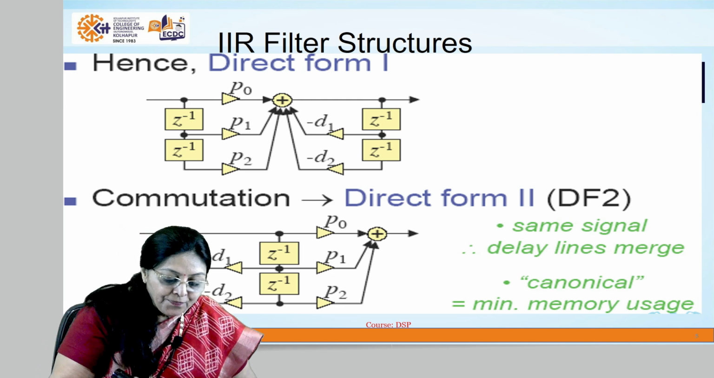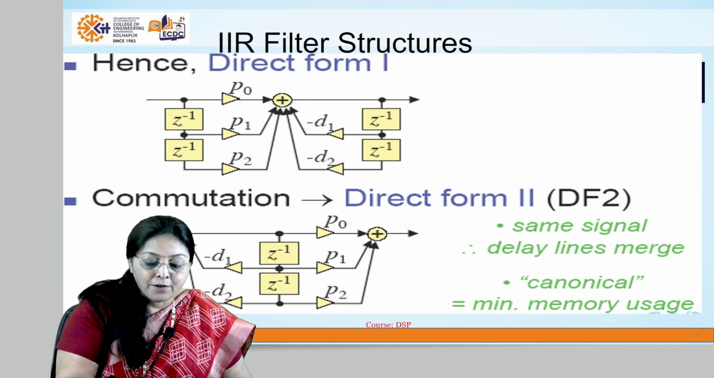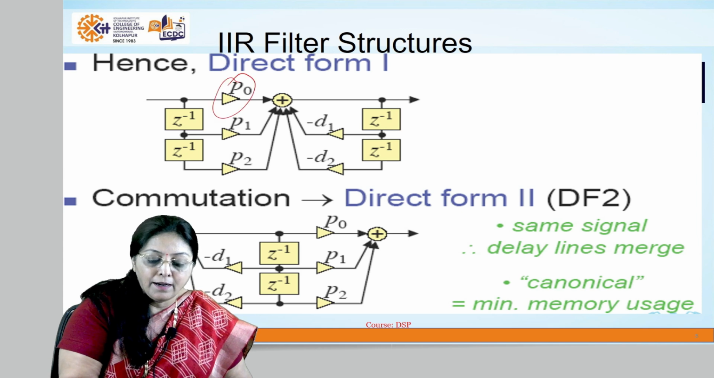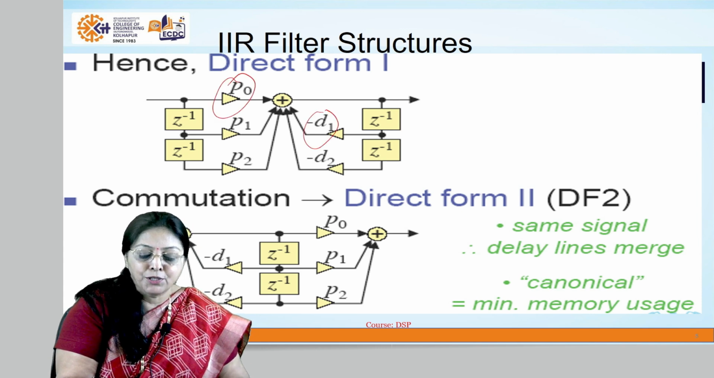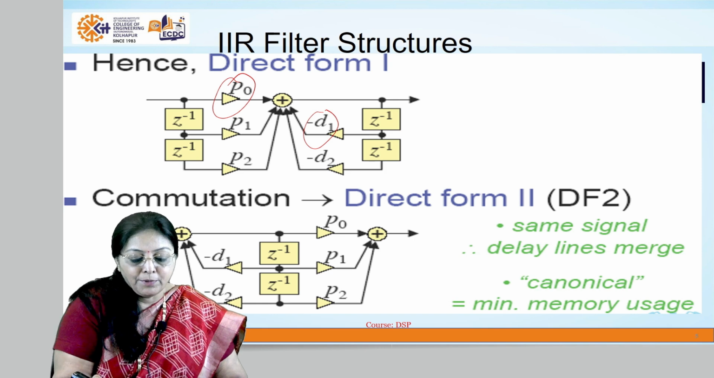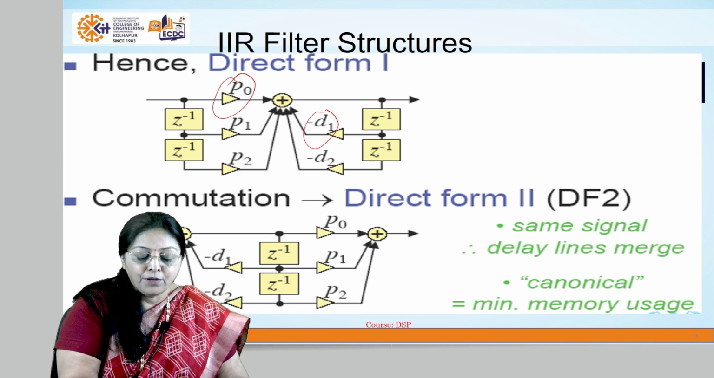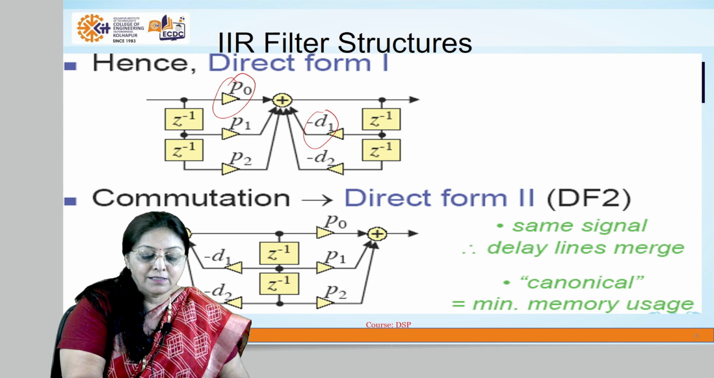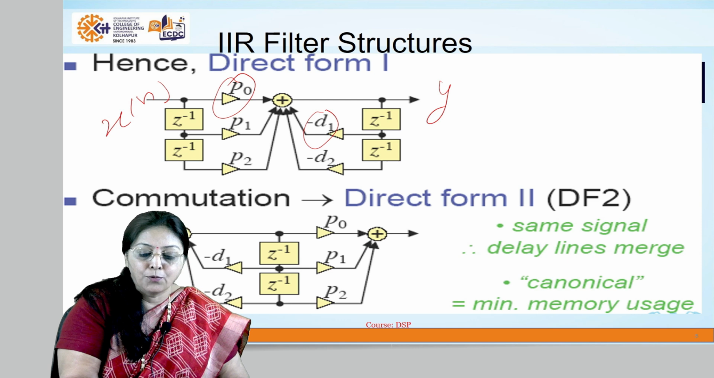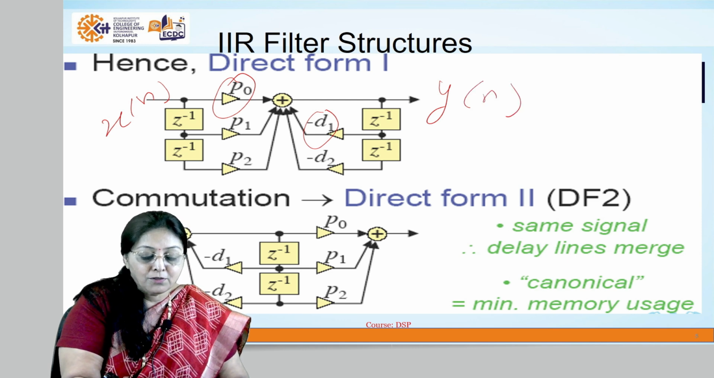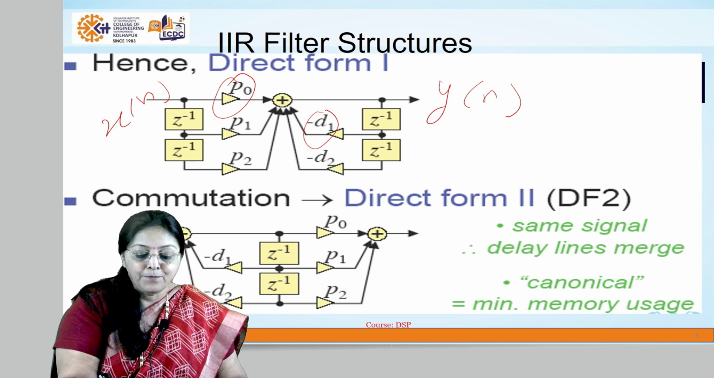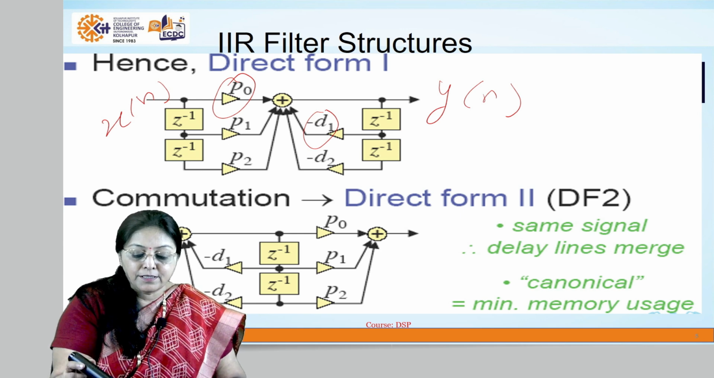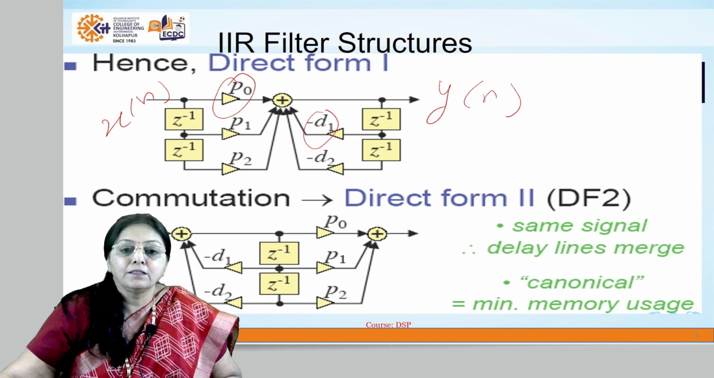When you observe direct form 1 and direct form 2, the numerator values are mentioned here, and these are the denominator values, minus D1 and minus D2, in the first diagram. Direct form 1 is the direct realization. Here we take x of n as the input, and we get y of n as the output. P0, P1, P2 are, not poles, the numerator values, and these are the denominator values, and directly we are going to realize. So actually we require different adders, and also different delays.